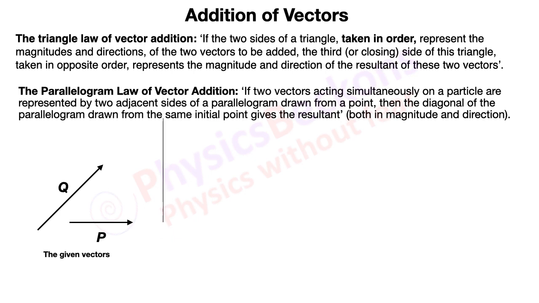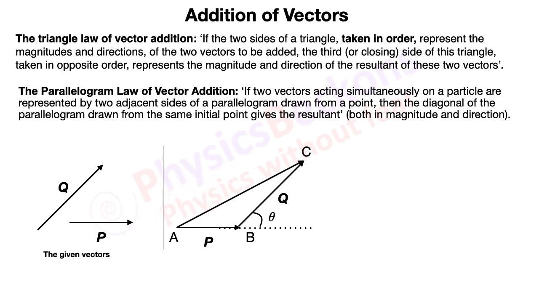These are the given vectors. Vector P represented by AB. This is vector P. We are using triangle law here. Vector Q represented by the side BC. And you can observe AB and BC are in order. Extend AB. This is the given angle theta, the angle between the vectors P and Q.